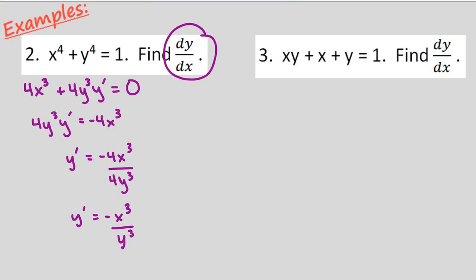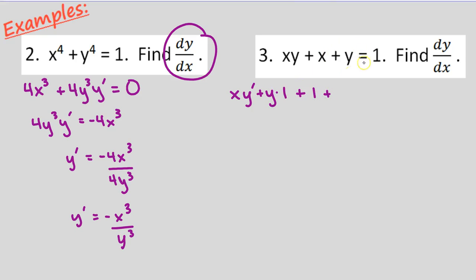Okay, here's another one. Find dy/dx. So we just keep doing the same thing, derivative of the left and derivative of the right. With the first term, it's a product, so we're going to have to use the product rule. So we have the first times the derivative of the second plus the second times the derivative of the first. Then we move on and we take the derivative of x, which is 1.